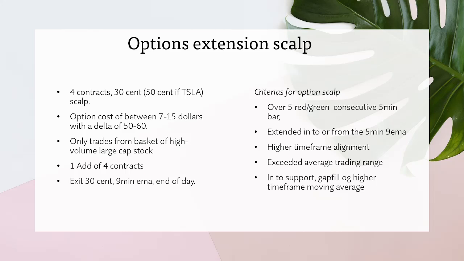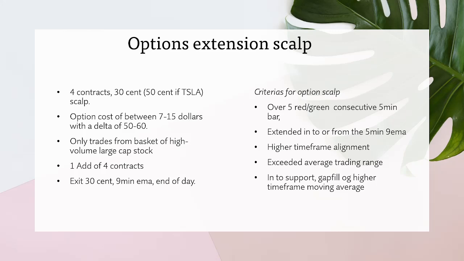I only trade stocks that are high volume, large cap stocks that have high liquidity because they are easier to scale and to get in and out of. For each trade, I'm allowed to add one time with 4 more contracts, doubling the size. And the target is either 30 cents when it comes back to the 9 EMA moving average or at the end of the day.